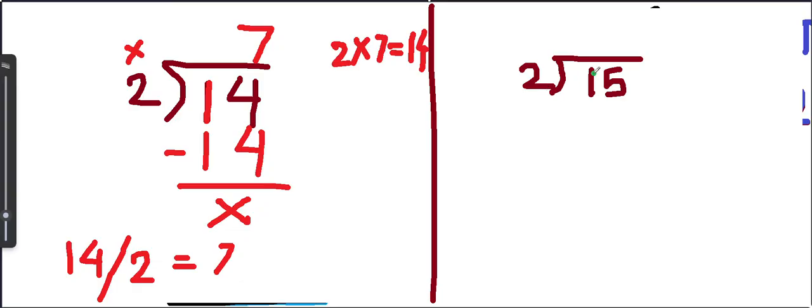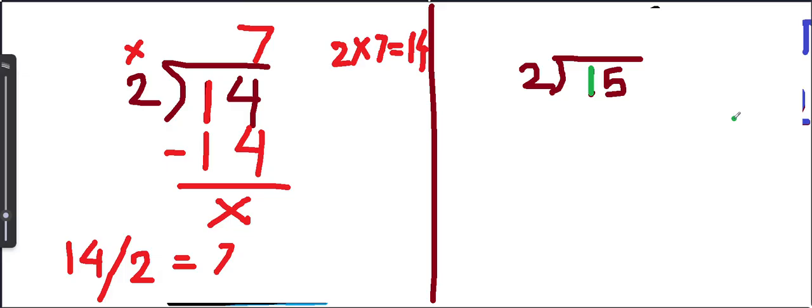Okay, so we have 15 divided by 2. I'm going to look at the very first number. So 1 is less than 2. Can we proceed with the sum? No. We are forming a group of 15. So we are going to consider 15. Is 15 greater than 2? Oh yes. 15 is greater than 2. That means we can definitely proceed with the sum.